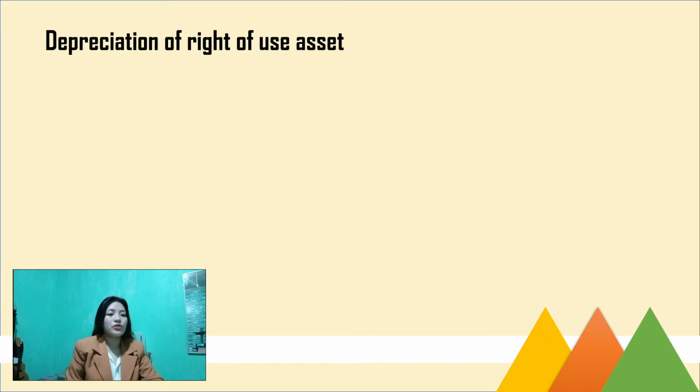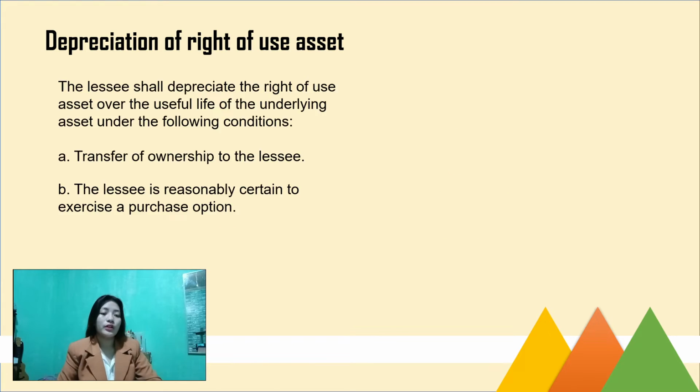Next is the depreciation of right of use asset. So according to the standard, the lessee shall depreciate the right of use asset over the useful life. Take note of the words useful life. Useful life of the underlying asset under the following conditions. So, dapat daw i-record ng lessee yung depreciation ng right of use asset over the useful life of the underlying asset. Pero sa dalawang kondisyon. First is transfer of ownership to the lessee. So meaning dito, di ba nirerentahan mo yung isang underlying asset. But then at the end of the reporting period, magkakaroon ng transfer of ownership, meaning sa'yo na yung underlying asset.